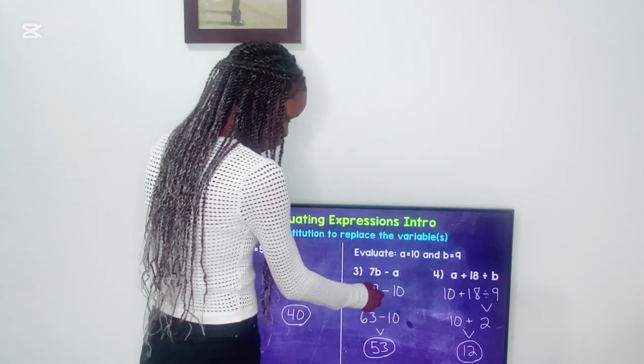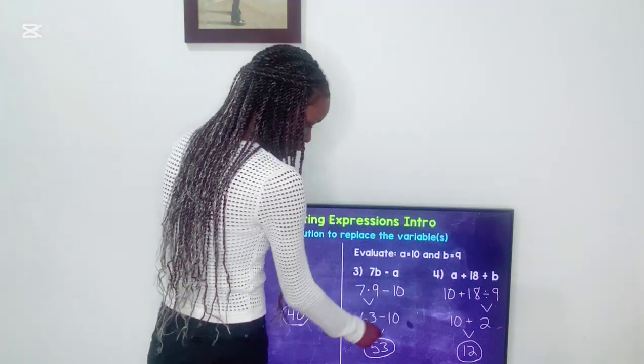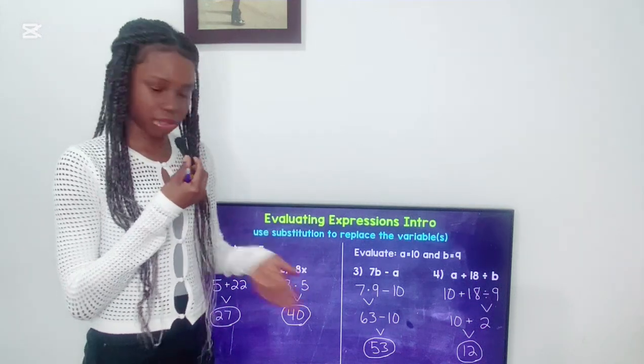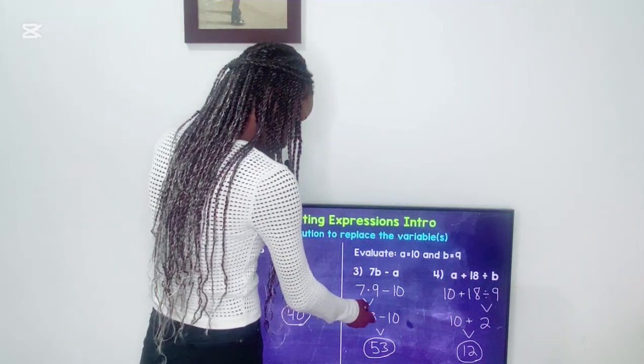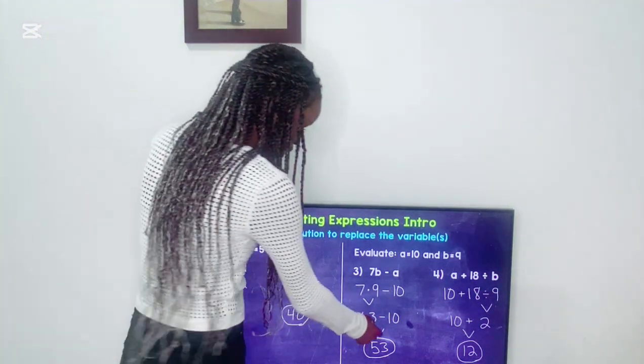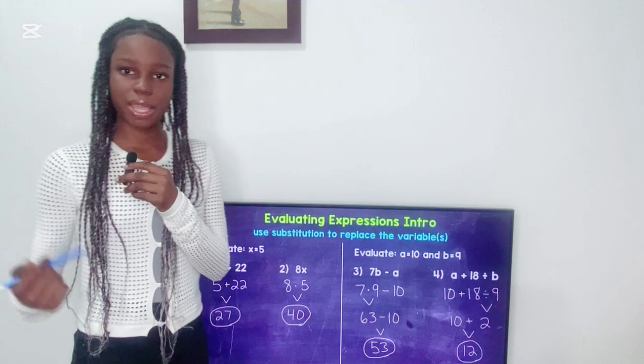So 7 times 9 will give us 63. Now we'll bring down the ones we haven't used, so minus 10. Next is subtraction, that is the last step. So 63 minus 10 will give us 53. And that is our answer.